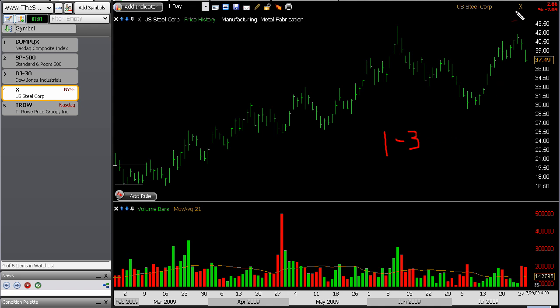So let's take a look at an example. Here's a letter X. This is US Steel. This one has been moving a lot lately in both directions. And that would involve me giving it a little bit wider stop due to the added volatility that this stock has had lately.